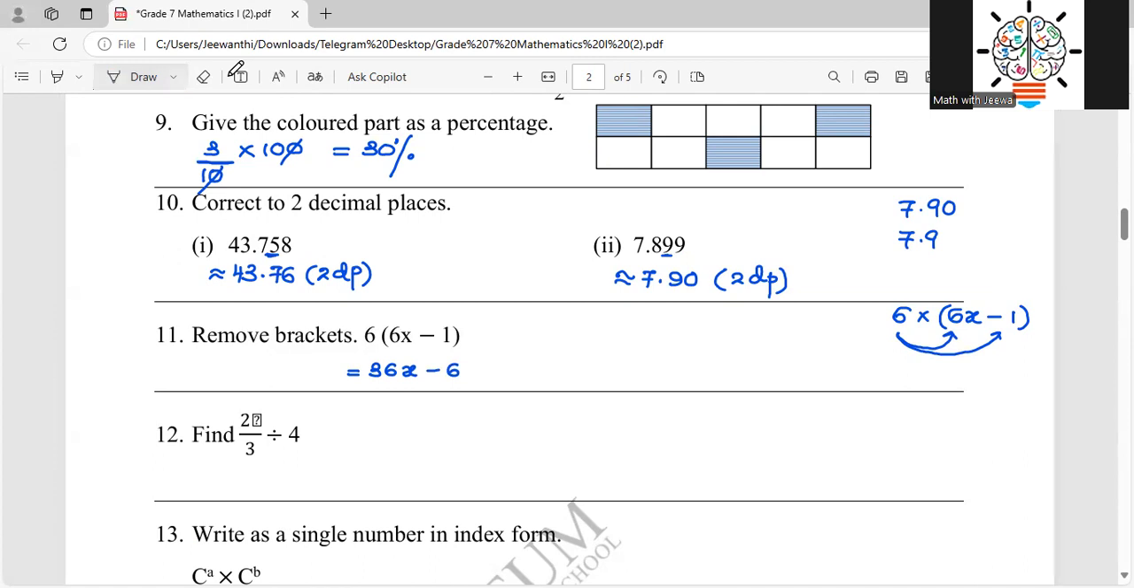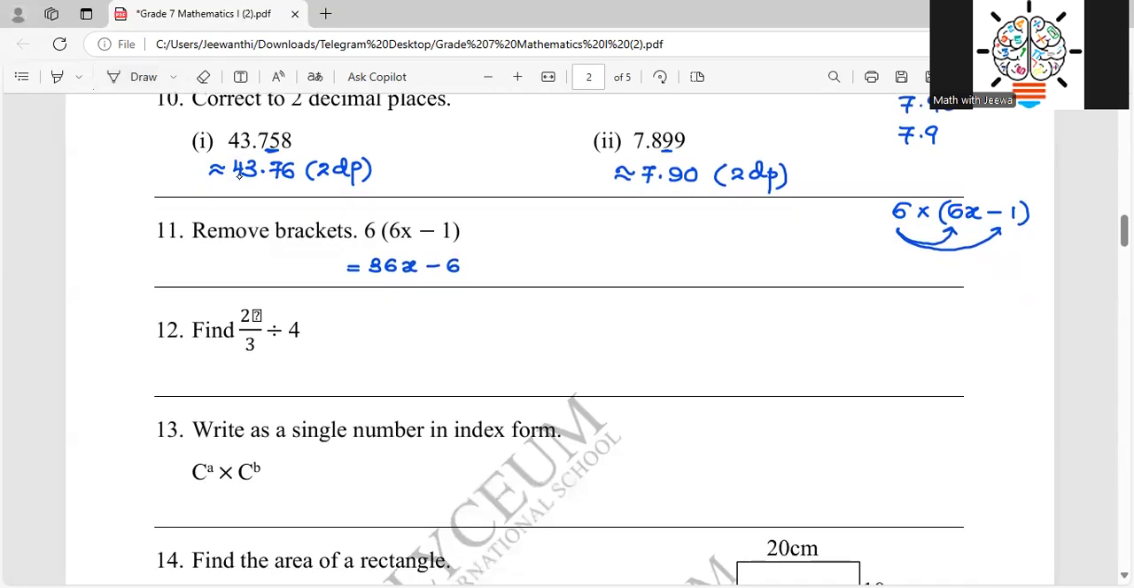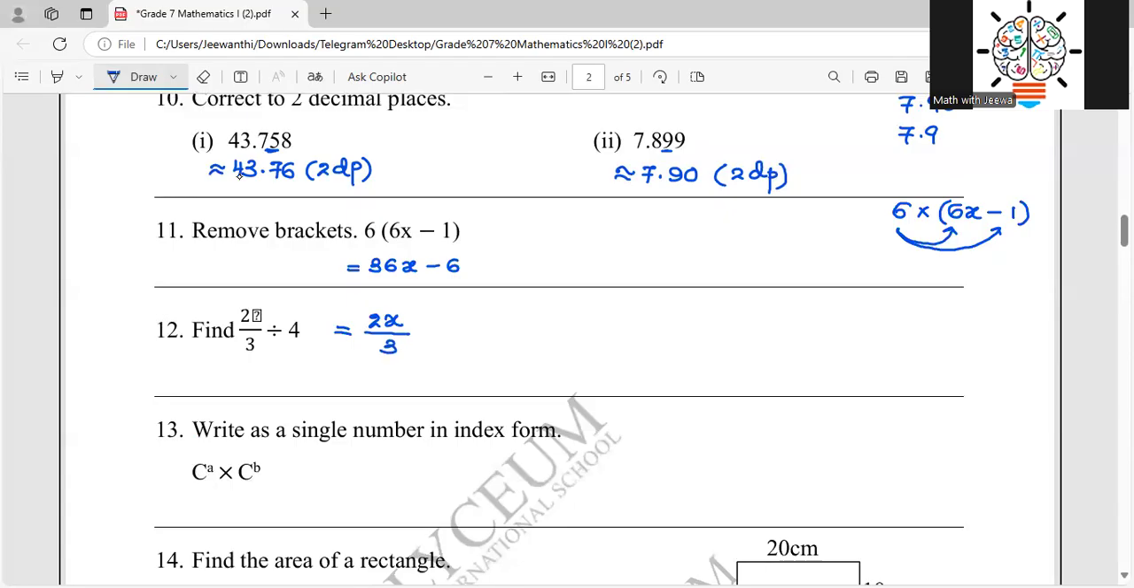Okay, so then the next one. Here we have a printing error, it should be 2x. I will rewrite this as 2x over 3 divided by 4 over 1, right? I just wrote the whole number they have given as a fraction, it's 4 over 1. So then the next step, I convert it to 2x over 3 multiplied by 1 over 4.